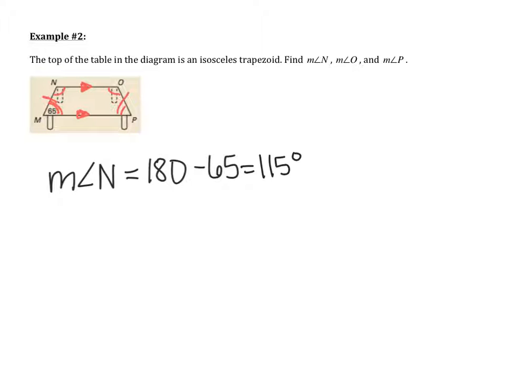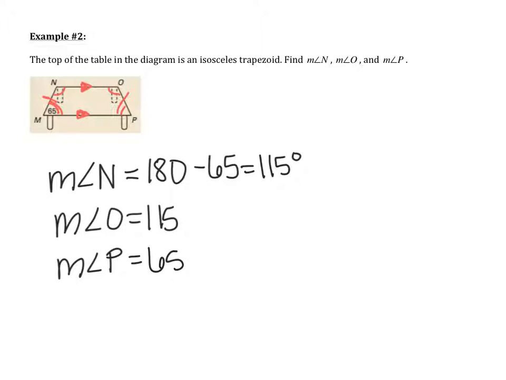If the measure of angle N is 115 degrees, I know that since it's an isosceles trapezoid, base angles are congruent. So if angle N is 115, then angle O is 115. And then to round this out, the measure of angle P is a base angle with angle M, which we were given is 65, so angle P would also be 65 degrees.